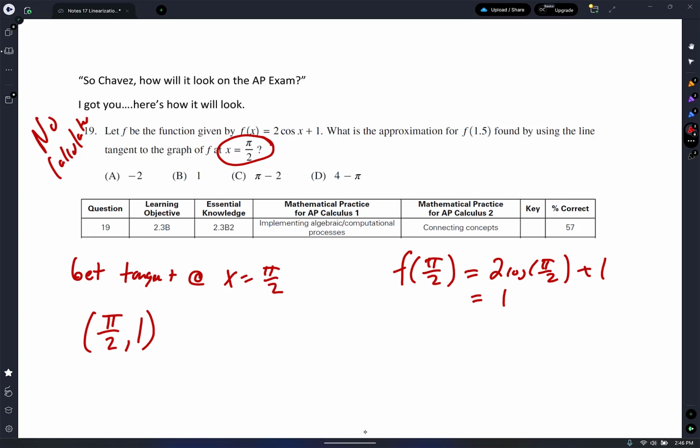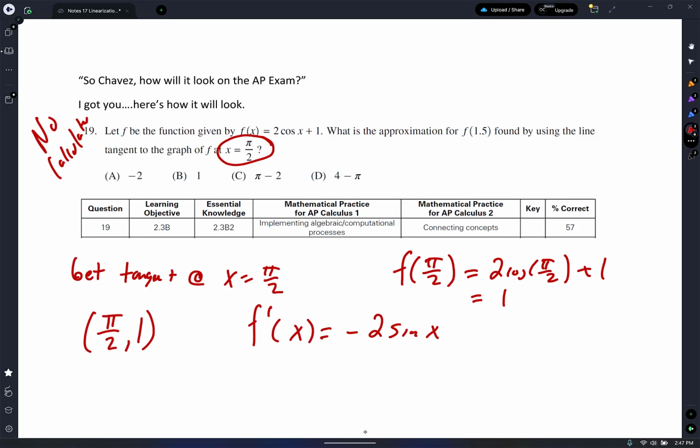Yes. Now I need to find a slope. I find a slope by taking a what? So here we go. F prime of x equals the derivative of 2 cosine x, which is negative 2 sine x. There's no chain rule needed, because it's to the power of 1. Are we okay so far?